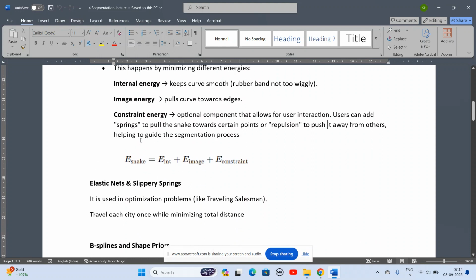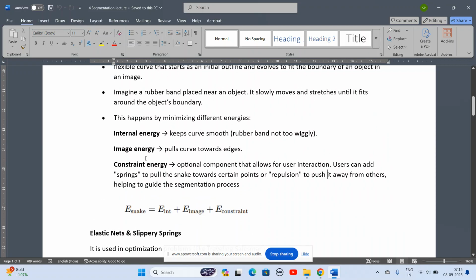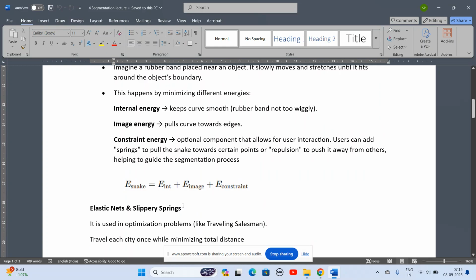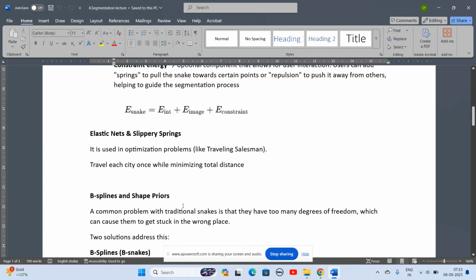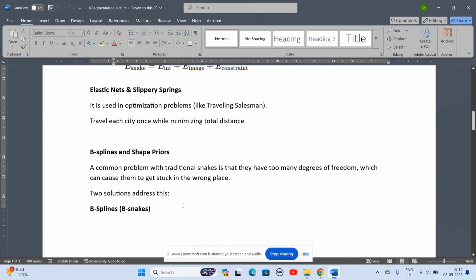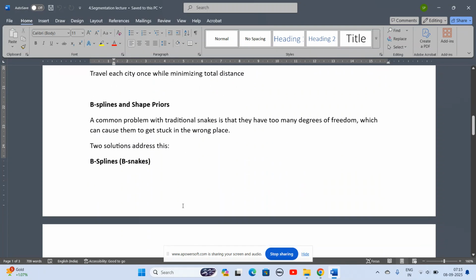So E snake, the final curve or active contour, is also known as a snake. It is found by internal energy, image energy, and constraint energy. All these are mathematical functions. I am just representing only the final equation. And then E elastic nets and slippery springs. It is used for optimization problems. One best example is the traveling salesman problem.